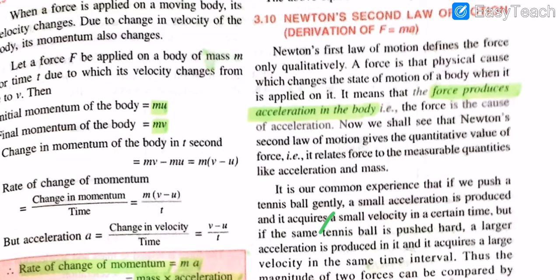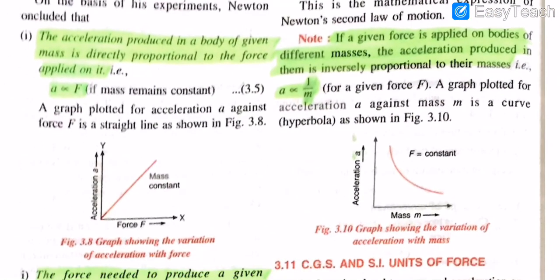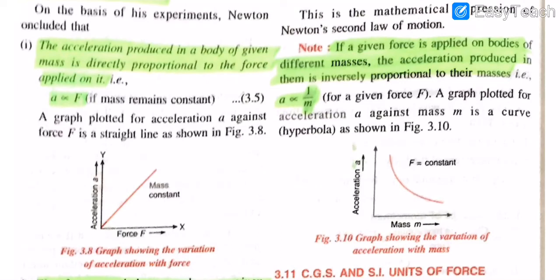So now let's get into depth about Newton's second law of motion. Similarly, if we try to produce the same acceleration in a football or tennis ball, initially both at rest, we need to apply a larger force on the football than on the tennis ball. Thus, the force needed to produce the same acceleration in two bodies of different masses is not the same. It is more for the body of larger mass and less for the body of smaller mass.